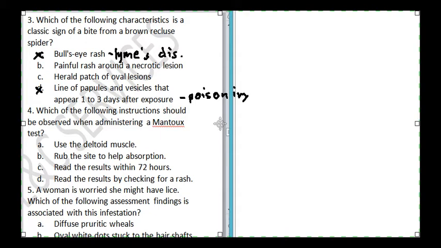The answer here is B. Why? Because letter C is a condition that we commonly see in a patient who has pityriasis rosea. This is actually a skin rash. It's not a bite from a spider. Therefore, the answer here is B.